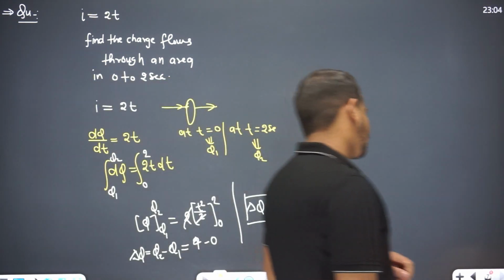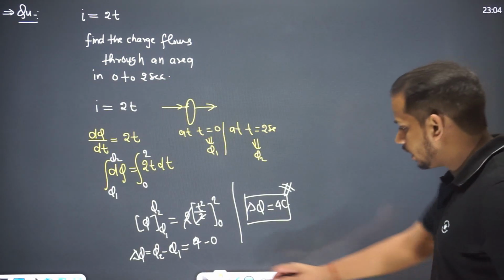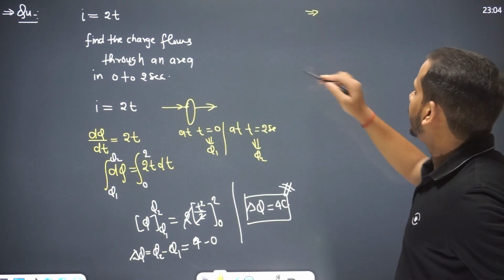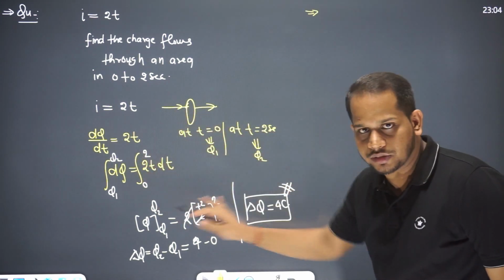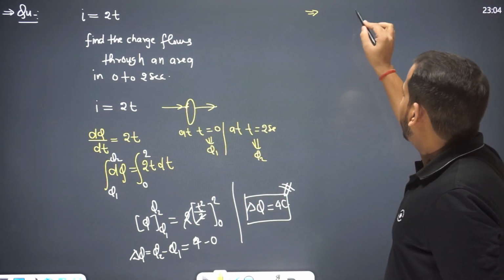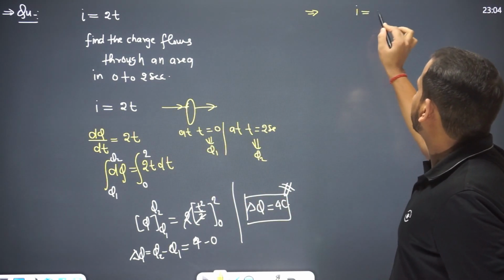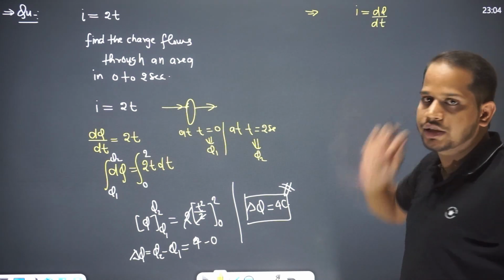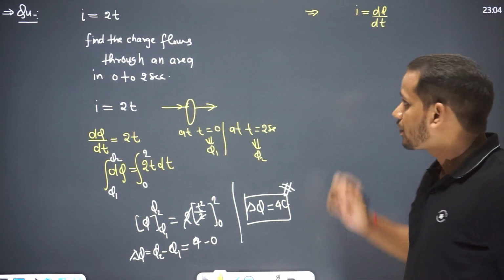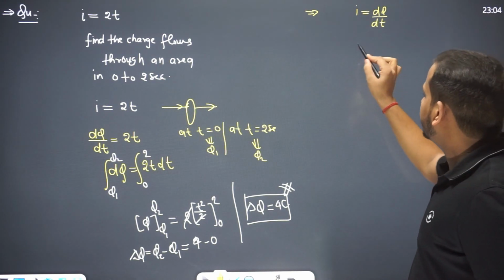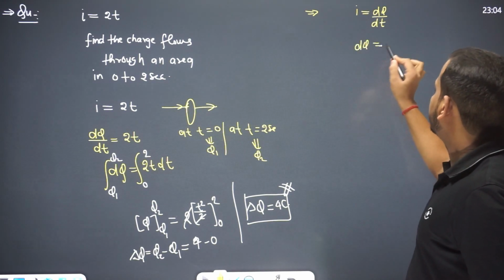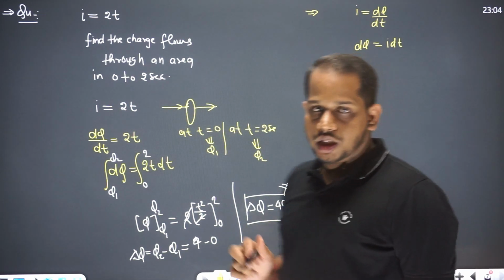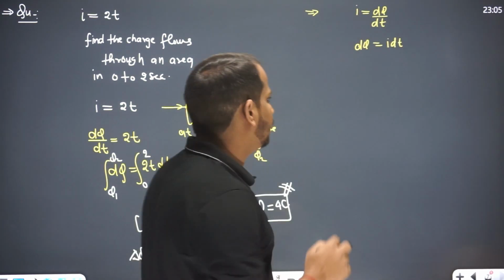What's the next type they can ask? The next type is where they are asking problems like this. Let's see here. I am just summarizing this one, then you will understand. I is equal to dq by dt. In general, I is dq by dt. If I is dq by dt, then dq is I dt.